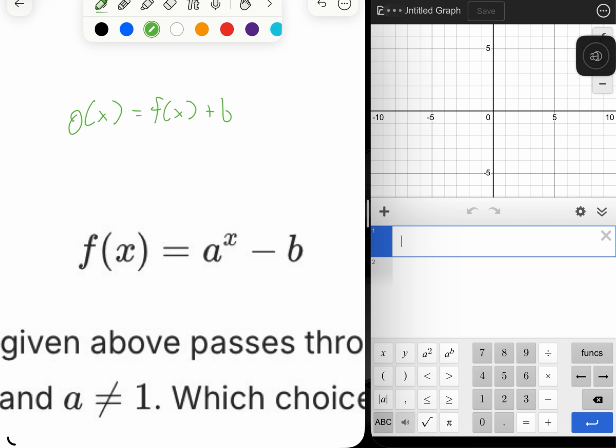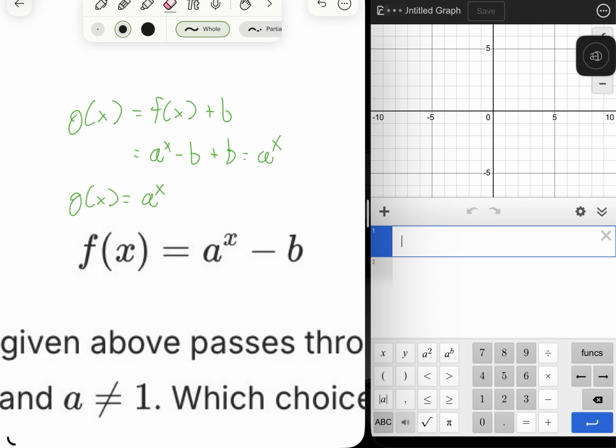And you might still not understand why you're adding b, but look at it this way. f of x is a to the x minus b, and then you're adding b. That gives you a to the x. So effectively now g of x is equal to a to the x. See? And that's much easier to deal with.